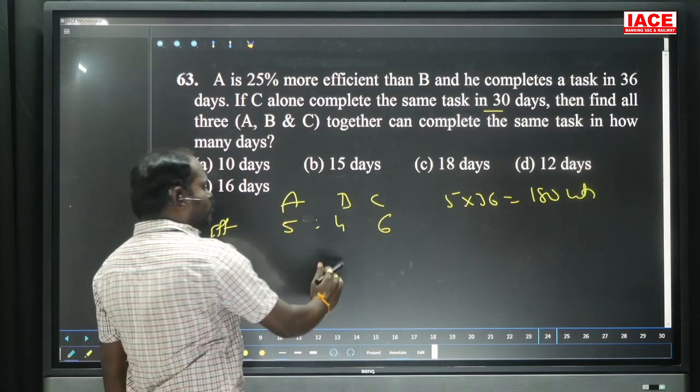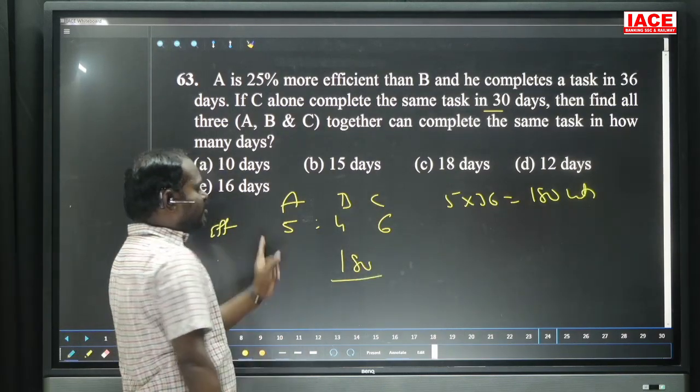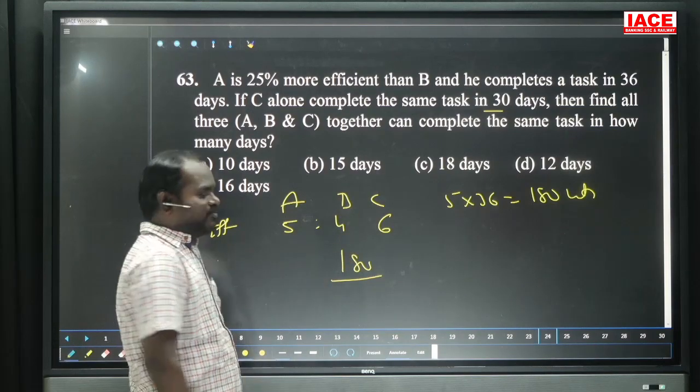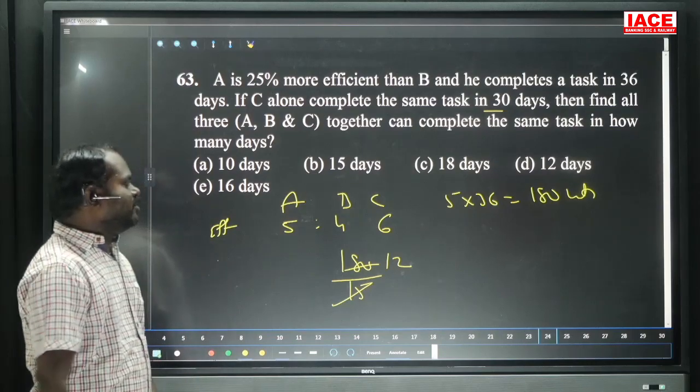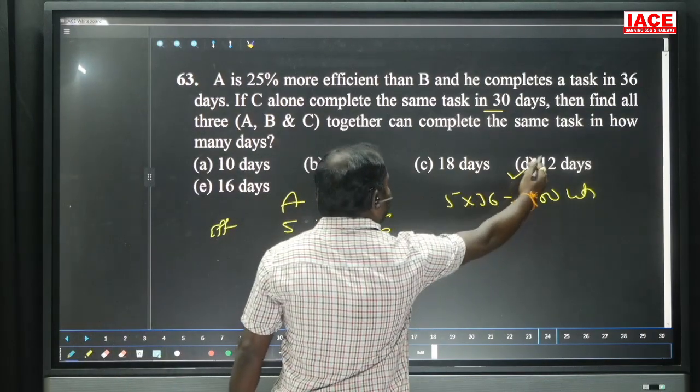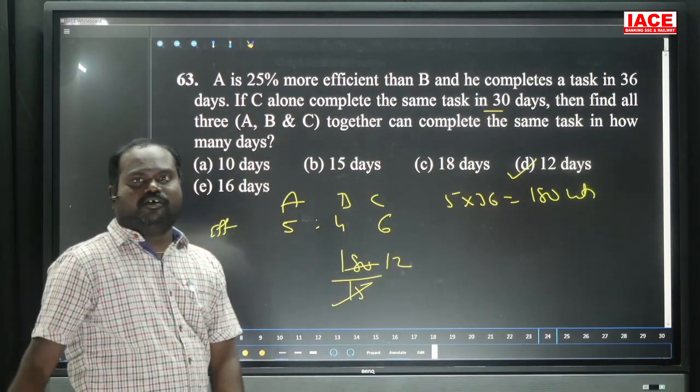All together, total work is 180. All together efficiency is 5 plus 4 is 9, 9 plus 6 is 15. So with 15, 12 times. So entirely they can finish the work in 12 days. Option D, 12 days. Next.